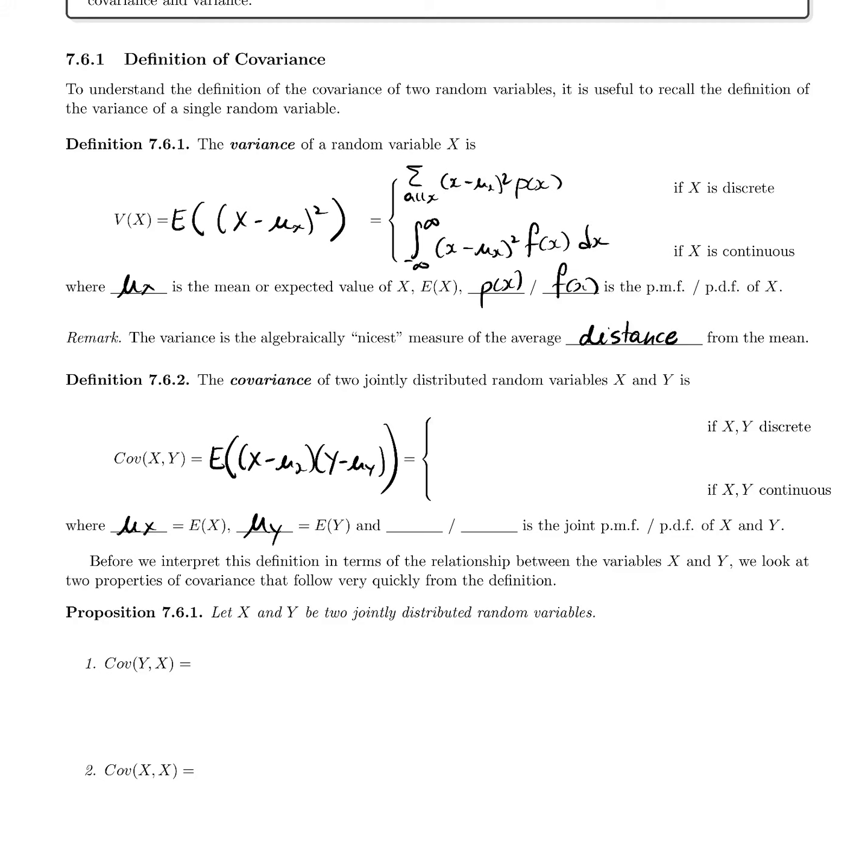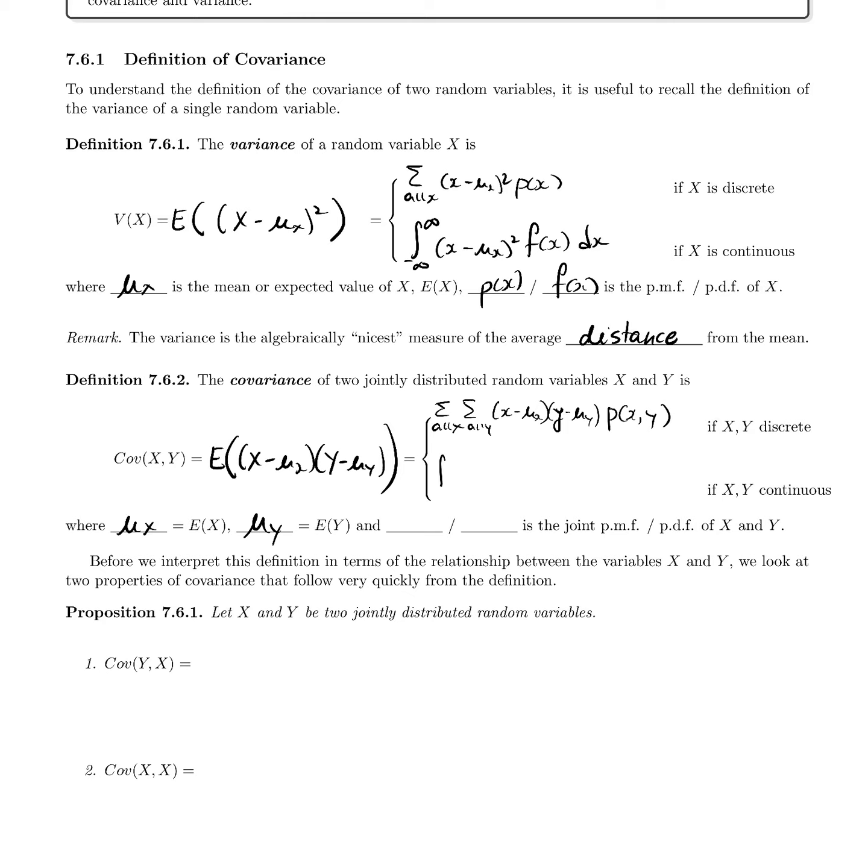And again, using LOTUS, there's two different ways of calculating this, depending on whether the two random variables are discrete or if X and Y are continuous. If X and Y are discrete, then we're summing over all x and all y of this product, x minus mu sub x, y minus mu sub y, times the joint mass function, p of x y.